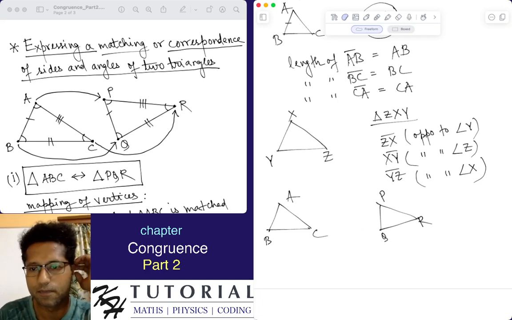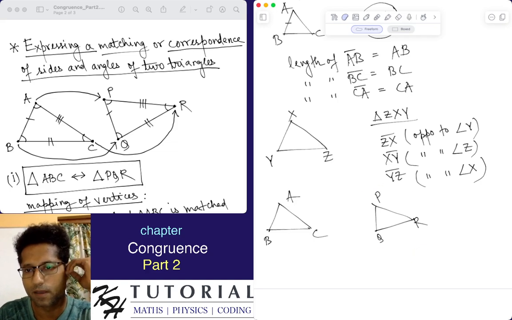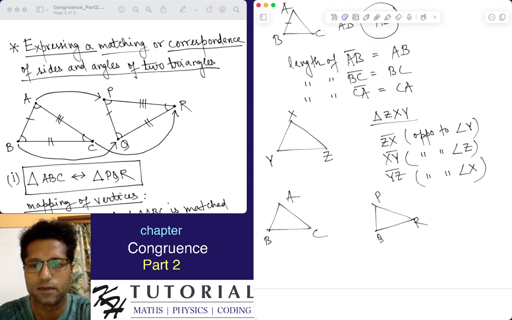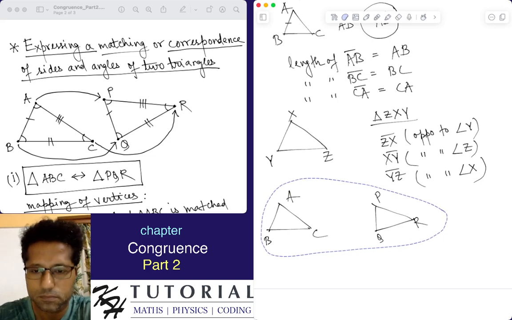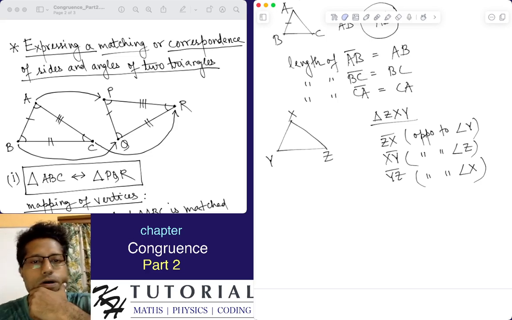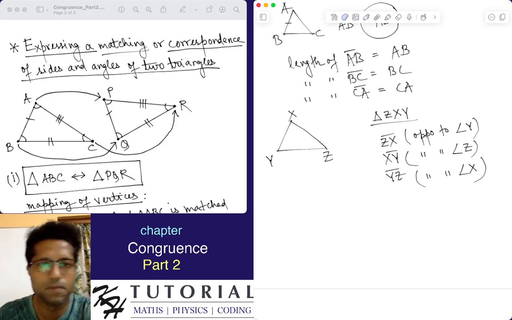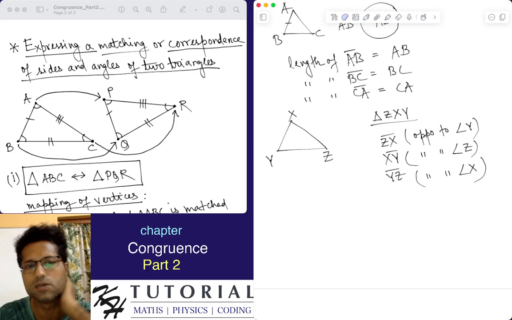So what exactly is happening is that I am trying to establish a correspondence between the vertices of these two triangles, or the sides of these two triangles. This is exactly what we will try to understand now, under the title: expressing a matching or correspondence of sides and angles of two triangles. Now what does it mean by a matching or correspondence of two triangles?